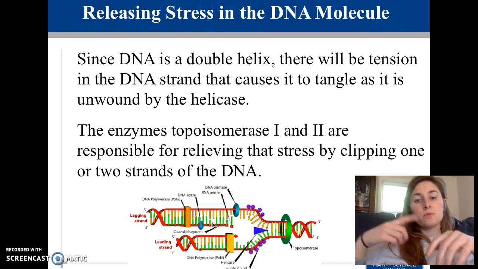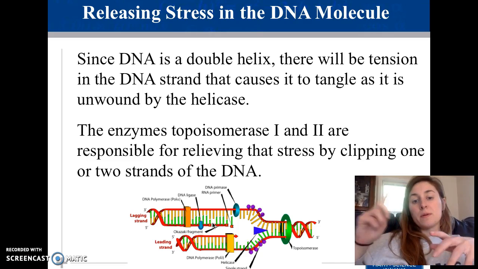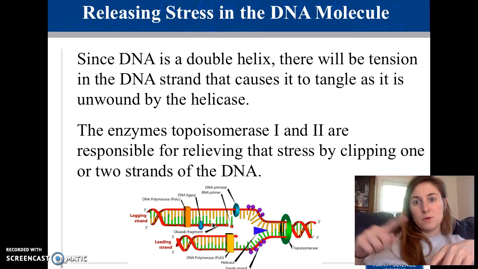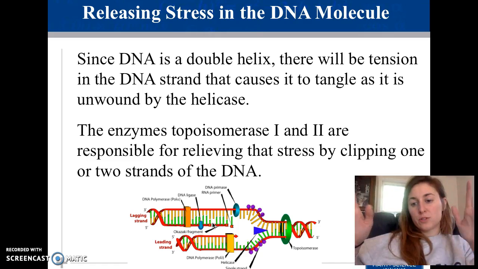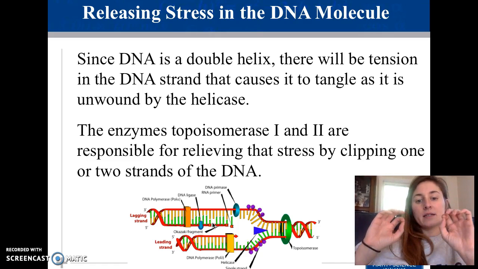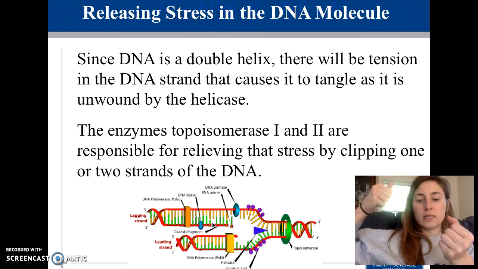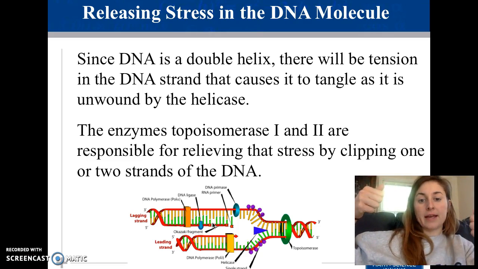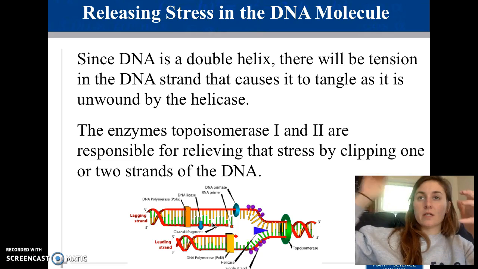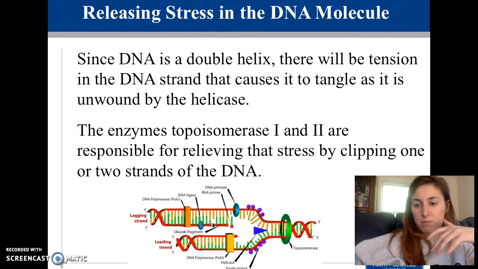So topoisomerase, topoisomerase 1 and 2 are different enzymes. They basically are responsible for holding those two strands apart and keeping them straight so that the new nucleotides can show up and bond.